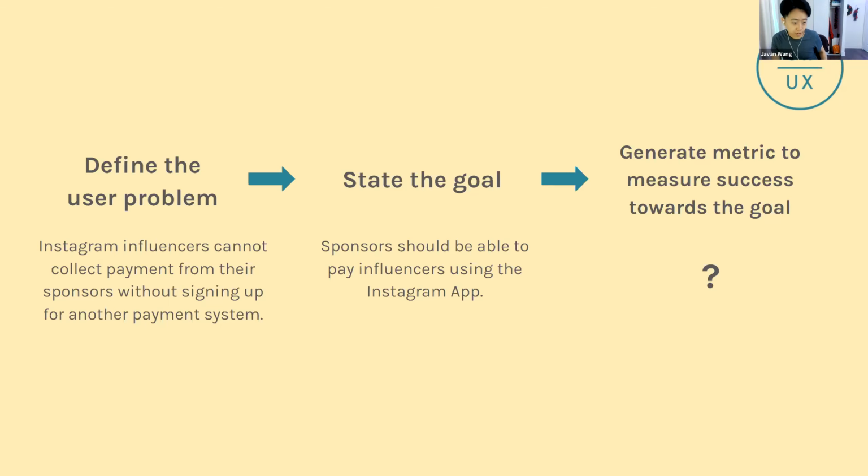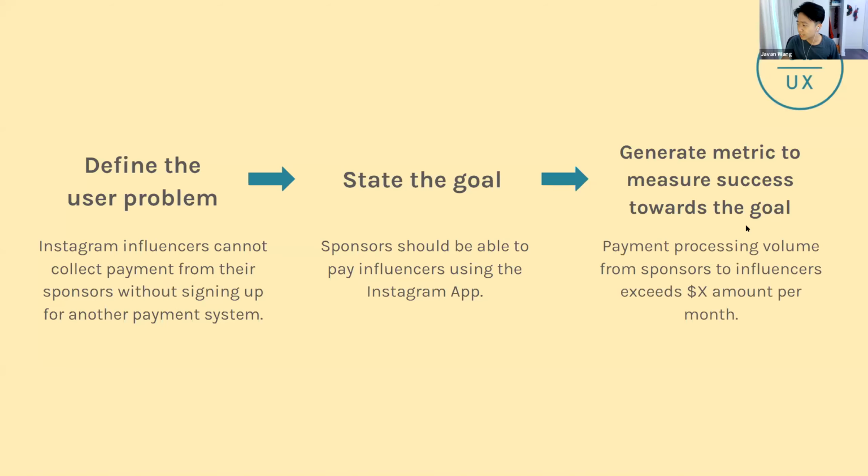No wrong answers here. Both of them are good, but this is actually a problem similar to something my company has been attempting to solve. The one that we decided on is payment processing volume from sponsors to influencers reaching a certain amount. So in other words, total amount exchanged from all sponsors. It's basically a net.